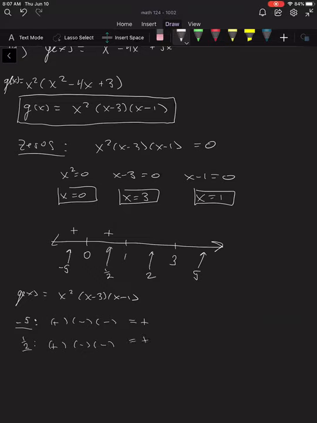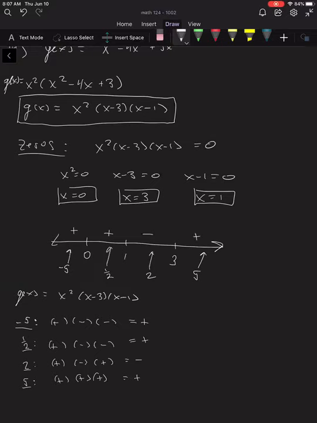And the next one, 2. If we have 2 squared, that's going to be positive. Then we have 2 minus 3, which is negative, and then 2 minus 1, which is positive. So this gives us a negative. And the last one, 5. We have a positive, a positive, and a positive, so it gives us positive.